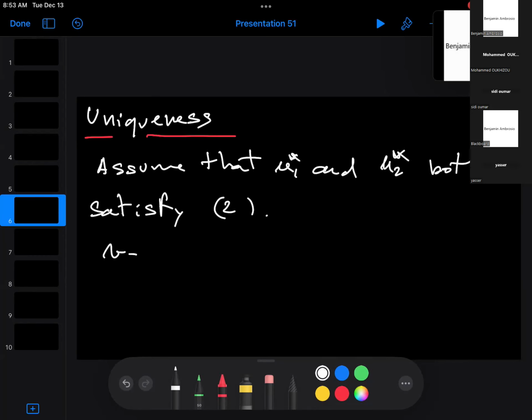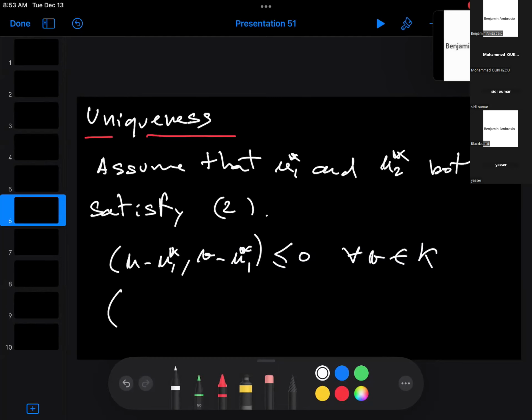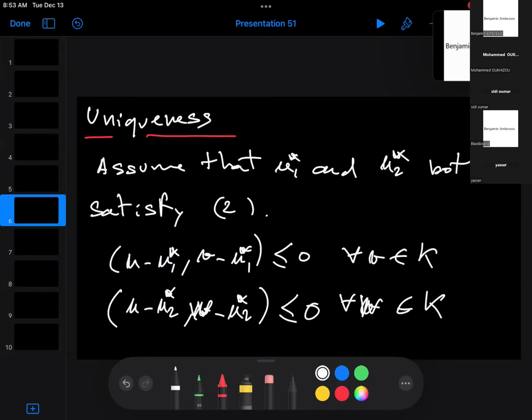All right, so we have that the scalar product of U minus U1 star and W minus U1 star is non-positive, and the scalar product of U minus U2 star and W minus U2 star is non-positive, for all W in K. What I'm going to do here, I will choose U2 star in the first, and U1 star in the second.